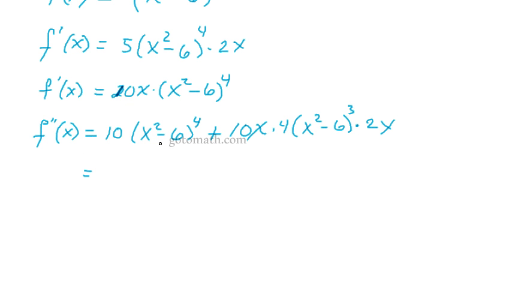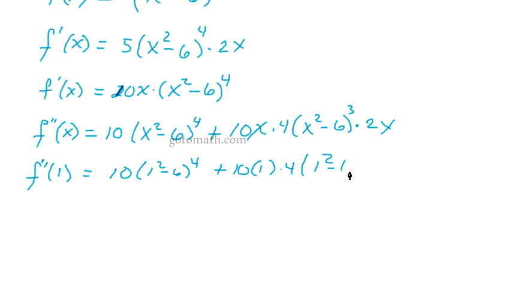Now we don't have to simplify this down, do the factoring and stuff. As a matter of fact, I highly suggest it's a waste of time. So we just want to plug in, this is the second derivative. We want to plug 1 in, so let's just go ahead and do that. So we have 1 squared minus 6, plus 10 times 1 times 4, and then 1 squared minus 6 cubed, and 2 times 1.